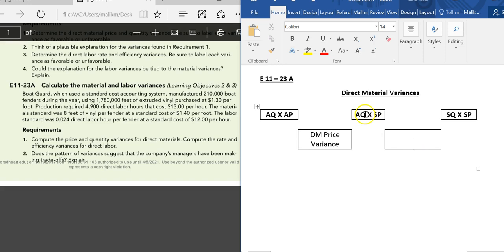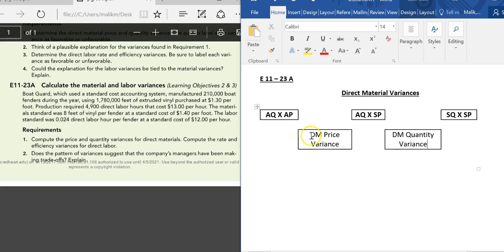Now if you check the second and third box, you will see that in your second box you have actual quantity times standard price, and in your third box you have standard quantity times standard price. That means in both boxes you are using the standard price, but the main difference between box 2 and 3 is the quantity. In box 2 you have the actual quantity, and in box 3 you have the standard quantity. So the difference of box 2 and 3 will be known as the quantity variance. So we'll call it direct material, DM, quantity variance.